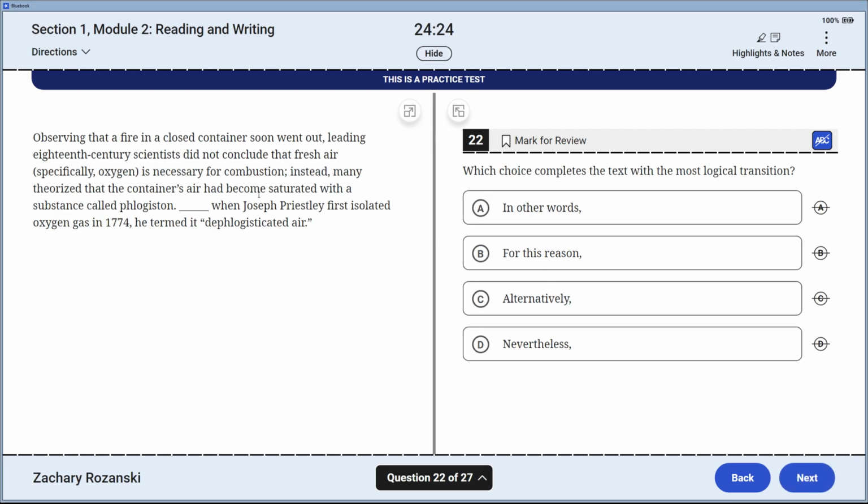Another logically complete. Let's see what we've got on the left side. Many theorized that the container's air had become saturated with a substance called phlogiston. He termed it dephlogisticated air. Had become saturated. Many theorized that the air had become saturated with a substance called that thing. So when he first isolated the gas, for this reason. I'm going to read a little bit more. This is a confusing one. Observing that the fire in the closing went out, he did not conclude that the fresh air is necessary for combustion. Instead of fresh air, many theorized that the container's air had become saturated with a substance. It was full of it. So it was dephlogisticated. Oh, for this reason, because it had become saturated, they land on it.